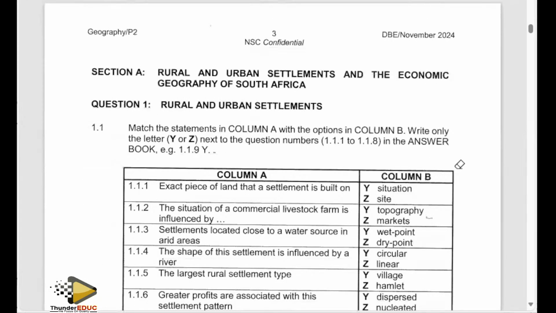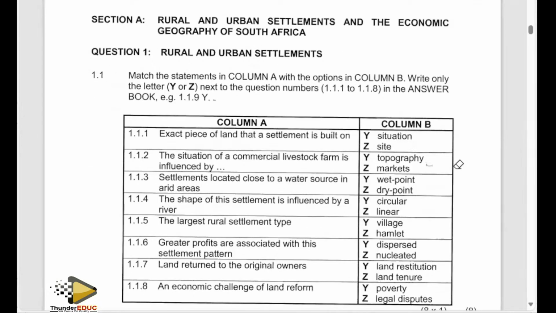Our first question on rural urban settlements is a matching column question. We're supposed to match a description to a given geographical concept. So we have the description on the left side, which is supposed to be matched with the corresponding correct geographical term on the right-hand side. Right. We are starting with the first description.